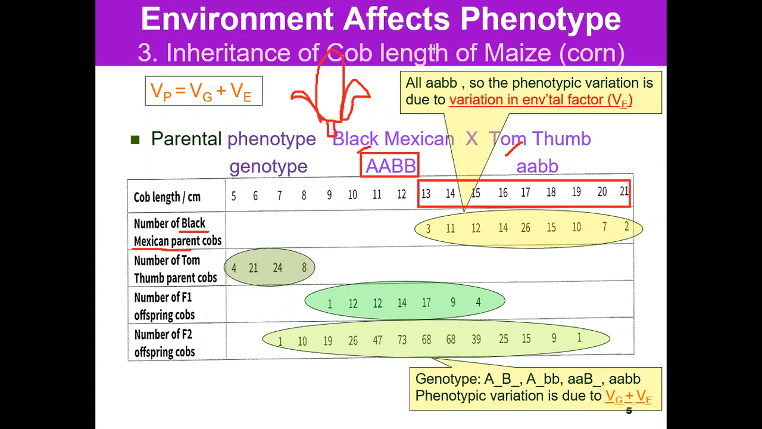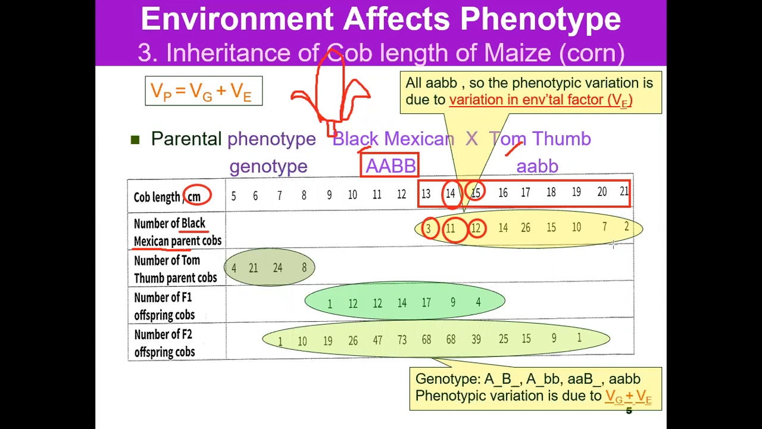So that means there are 3 cobs out of 80 that are 13 cm, and then there are 11 cobs that they found that are 14 cm, then 12 cobs they found are 15 cm, and so on. So they find that even though all the parents have the same genotype, how come the cob length, that means the phenotype, is different? So it must be due to environmental factors.